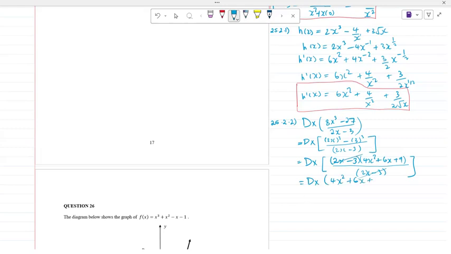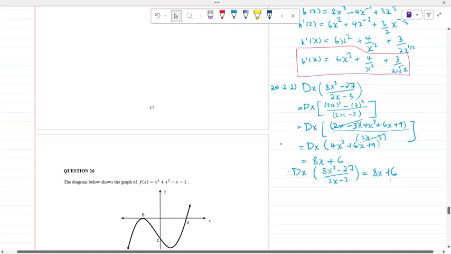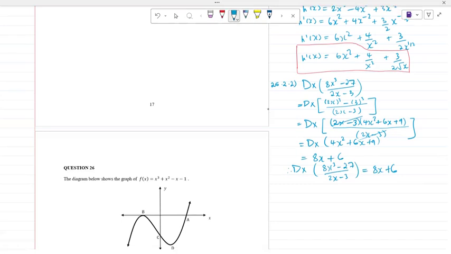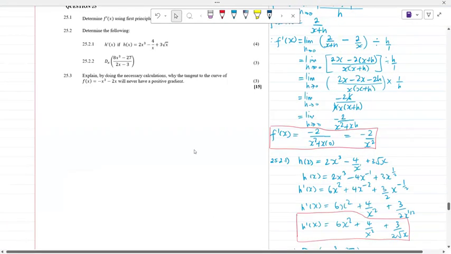Then I'll apply the power rule now. This will give me 8x plus 6. So therefore, d sub x of 8x cubed minus 27 divided by 2x minus 3 is equal to 8x plus 6. That's the derivative. 25.2.2, we are done. Then we are going to look at the next question.